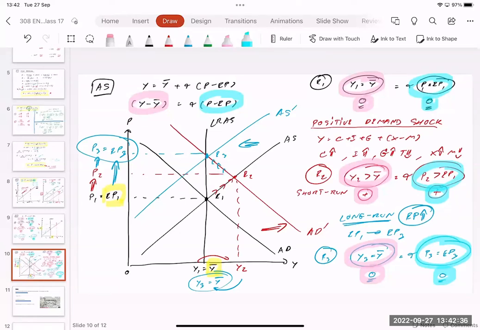So let's try to do the opposite case by yourself. If you have a negative demand shock, how are you going to draw the graph and explain it? Okay, that's it. Any questions here?